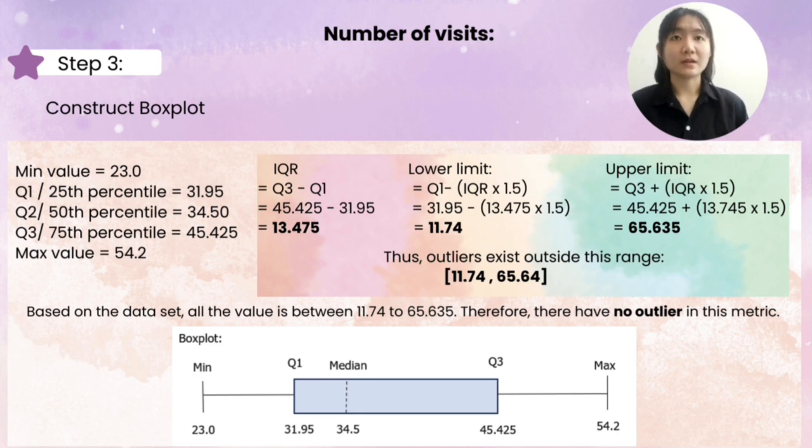Next, for the upper limit, the answer is 65.64. Based on the dataset, all of the values are between 11.74 and 65.64. Therefore, there is no outlier in this metric. Next, we need to construct the box plot for number of visits. Then, we need to label the minimum value, quartile 1, median, quartile 3, and also the maximum value.